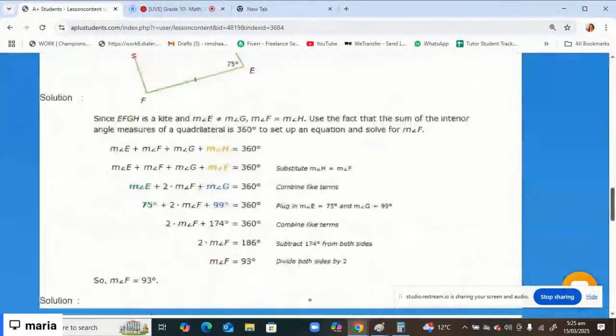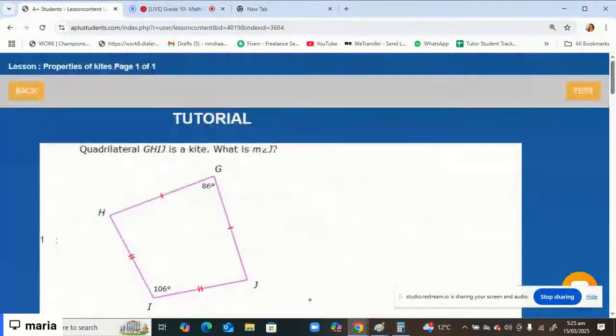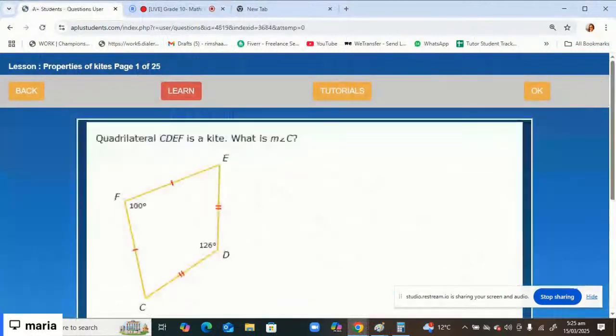Understand? Now let's discuss some test questions. Here is the first question. Quadrilateral CDEF is a kite. So what is the measure of angle C? Two angles are given, 100 and 126. Let's do it with this one.